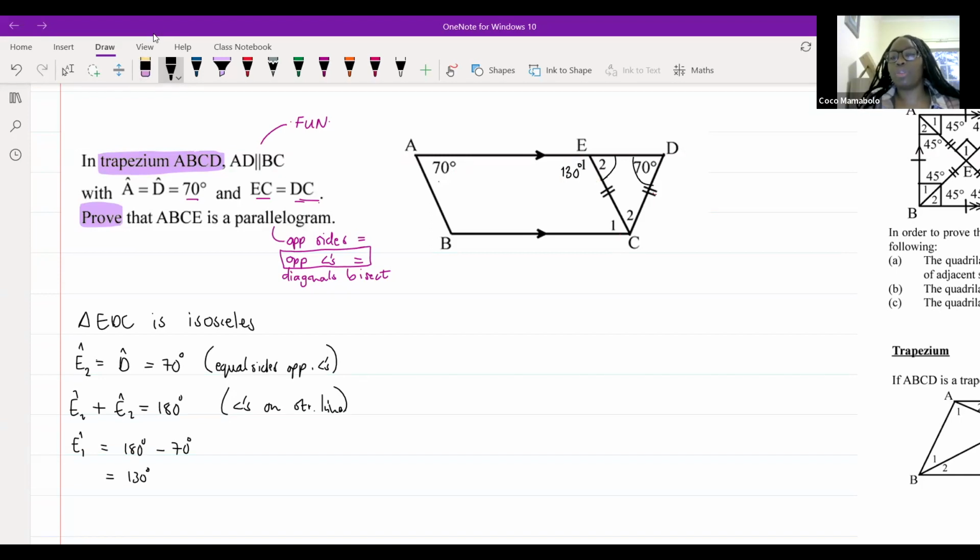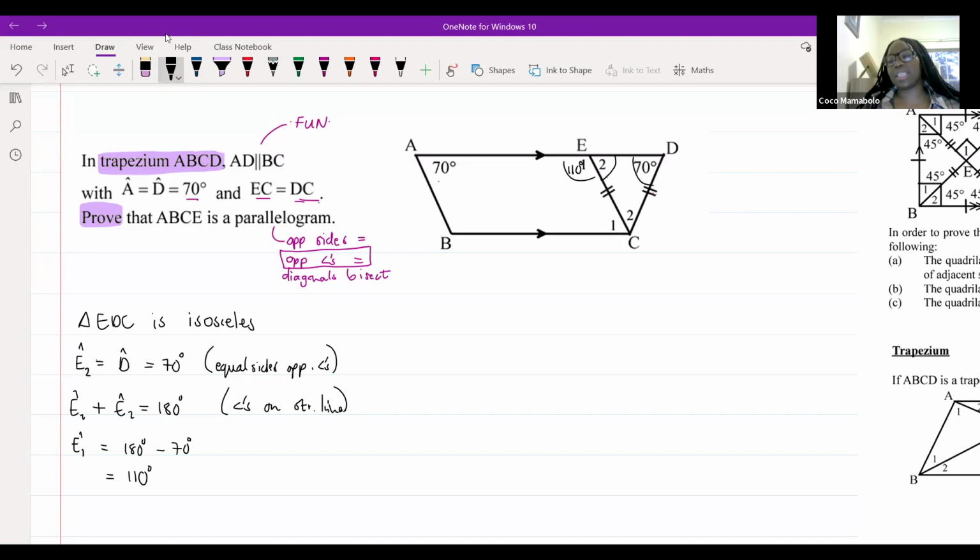If we know that this is equal to 130 degrees, we still have to use our fun angles, guys. Is it 110? Oh, it's 110. Sorry, guys. My maths went out the window there. Yes, 110 degrees. I was testing you guys. You passed. Thank you. 110 degrees. I was so sure, guys. I was so sure. 110 degrees.